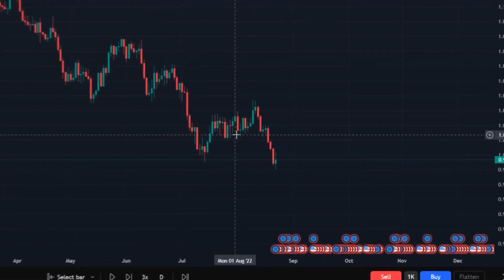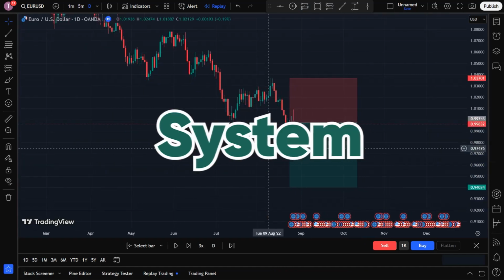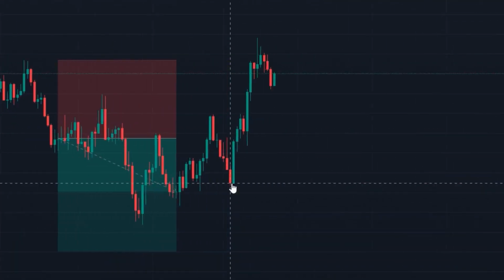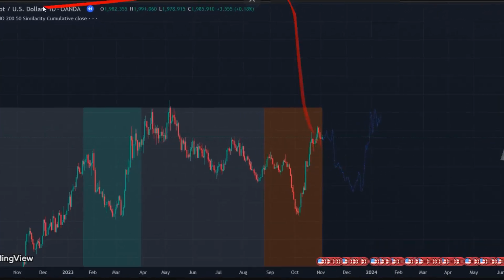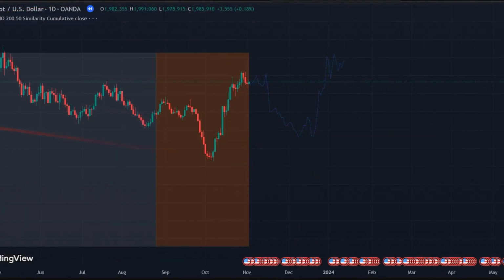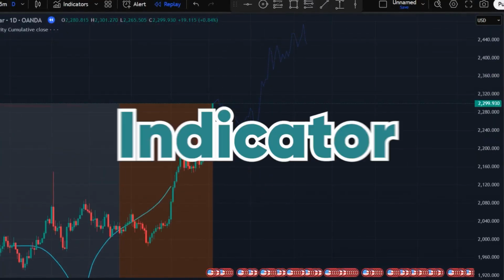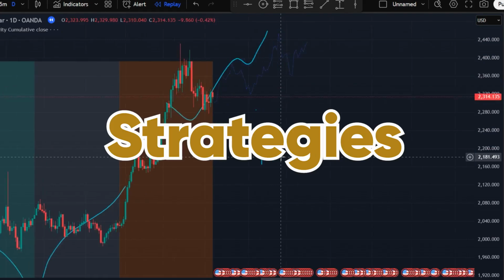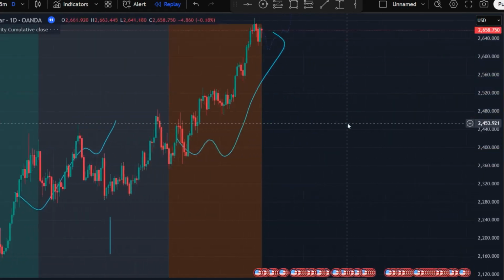Decision-making in trading getting tough for you? Are you looking for a reliable system to simplify your trades? You have come to the right place. Today we're going to explore how AI and machine learning are revolutionizing the world of trading. From predictive indicators to automated strategies, I'll break down everything you need to stay ahead of the market.